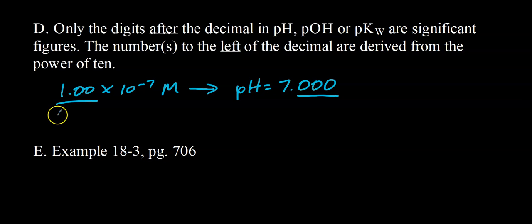What if we had an H plus concentration of 3.6 times 10 to the negative 3rd? Again, that's H plus concentration. What would be the pH of the solution to the correct number of significant figures?